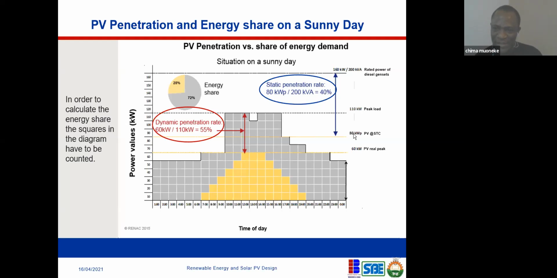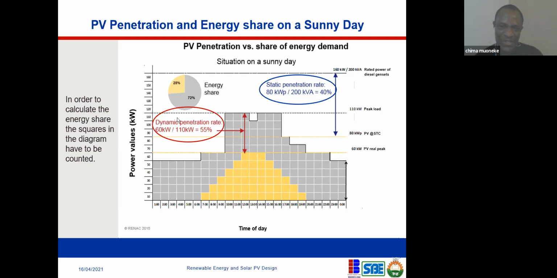So now, based on this peak demand that we've highlighted here, one more thing. We have a rated power of the diesel generator of 160 kilowatts or 200 kVA. 200 kVA is an apparent power, while 160 kilowatts is the real power. So the difference is the power factor. If you apply your power factor, you can convert between the real and apparent power. So that is the installed generator capacity in this facility.